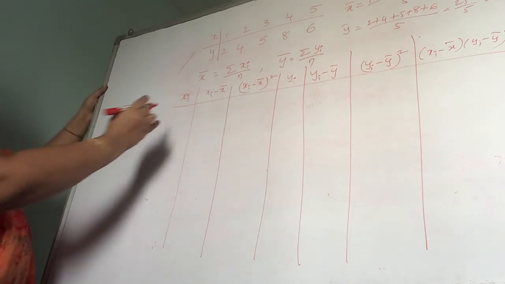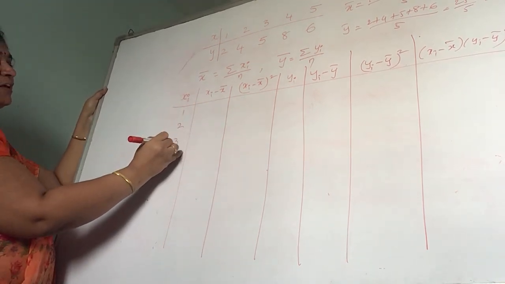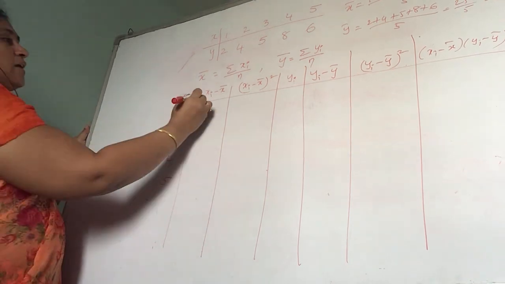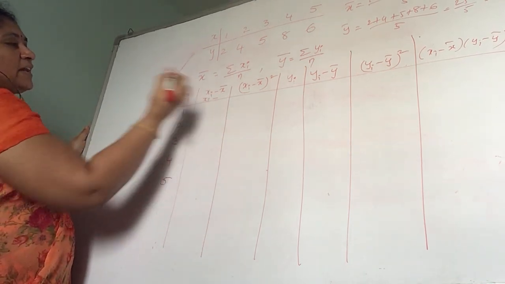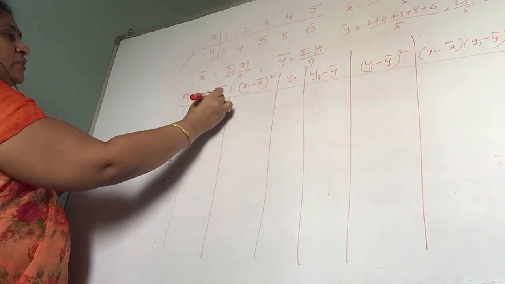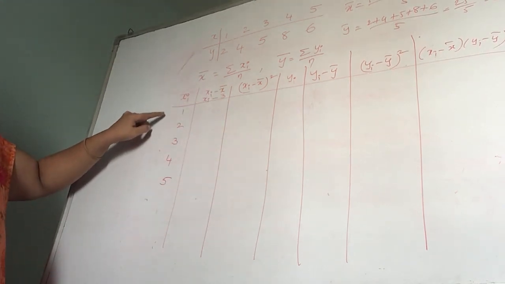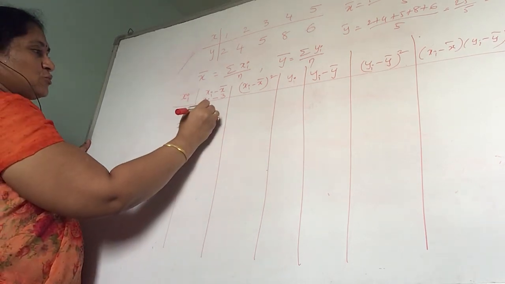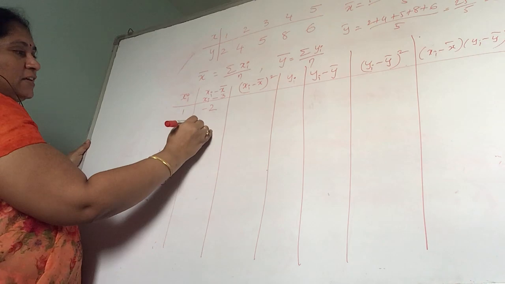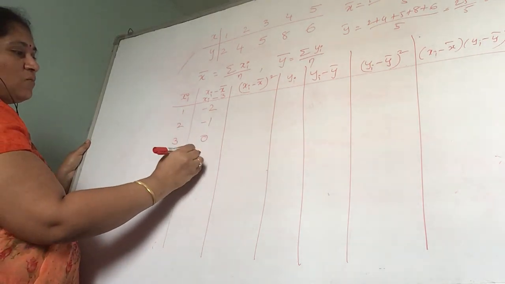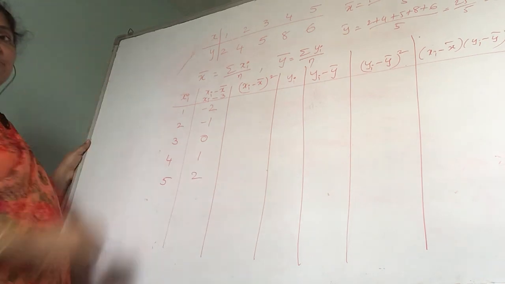Xi values are 1, 2, 3, 4, 5. Next, xi minus x bar. That means we subtract the x bar value from each x value. Here the x bar value is 3. Now we subtract 3 from each of these values. 1 minus 3, that is minus 2. 2 minus 3, that is minus 1. 3 minus 3, we get 0. 4 minus 3, 1. 5 minus 3, 2.